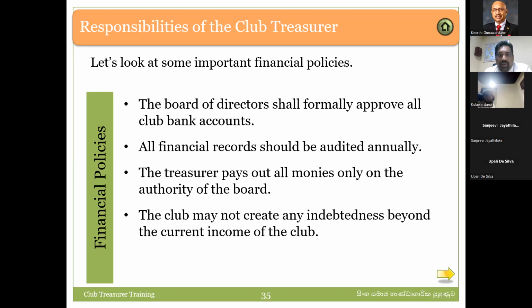And as mentioned, all financial records should be audited annually. It's a good practice to do an audit once a year. And the treasurer pays out money only on the authority of the board. So whatever is approved by the board only should be paid by the treasurer. So the treasurer cannot do it on his own.